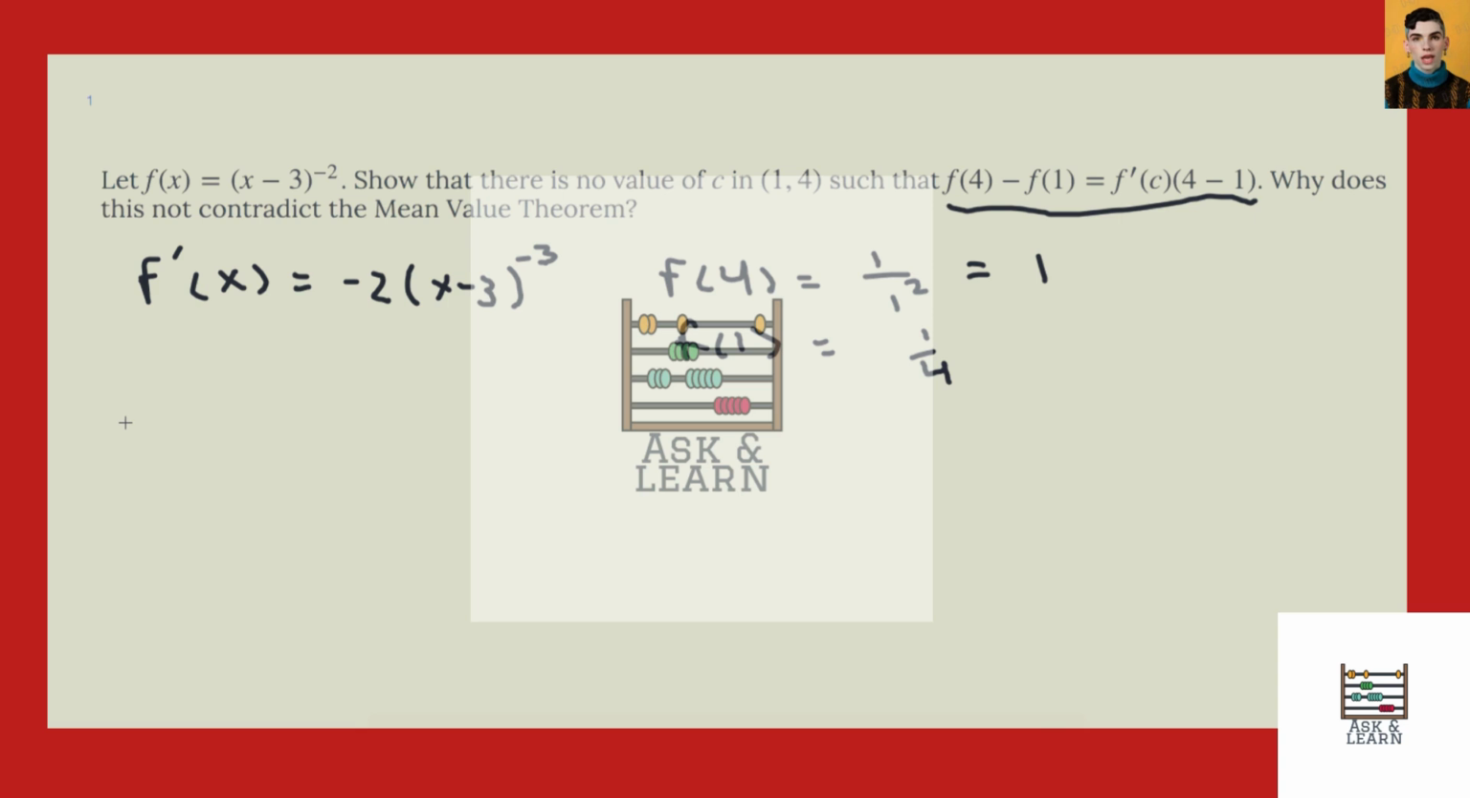And so what we're going to do now is plug these values into our mean value theorem statement. So this will be 1 minus 1/4 equals, and then this is f prime of c, so all we do is take our derivative and substitute c in where there's written x. So this will be negative 2 times (c minus 3) to the negative 3 times 4 minus 1, which is just 3. 1 minus 1/4 is simply 3/4.